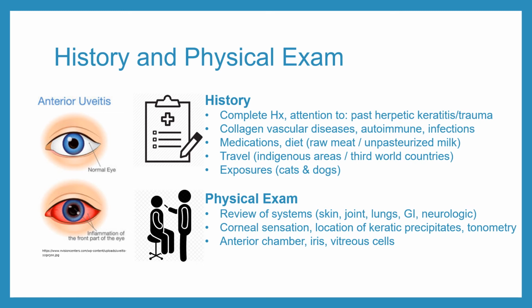Pay attention to any collagen vascular diseases, autoimmune diseases, and infections. Ask about what medications they're taking, as well as the main composition of their diet. Do they eat raw meat? Do they drink unpasteurized milk? Have they traveled recently to any third world countries and indigenous areas? And have they been exposed to cats or dogs, or do they have a pet?